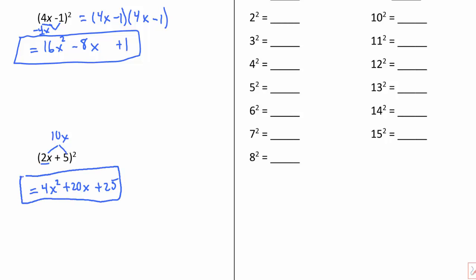And there's your answer. Now again, just as before, if you absolutely have to, you can do (2x + 5) times (2x + 5), and that will also give you 4x squared plus 20x plus 25 when you FOIL that.